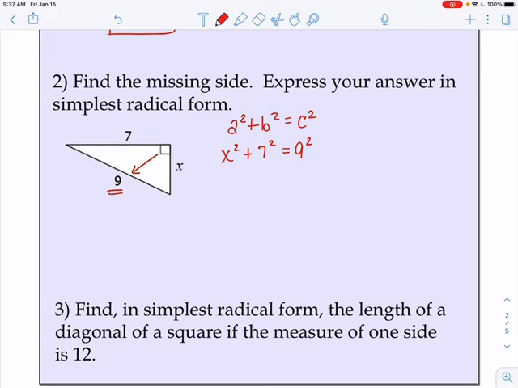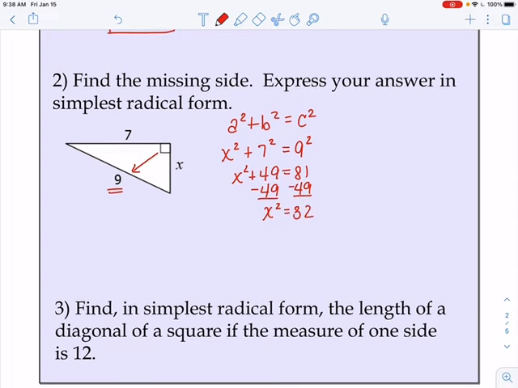Again, the first thing that I'm going to do here is square each of those numbers. So 7 squared is 49, and 9 squared is 81. The opposite of adding 49 is to subtract 49. And when I do that, I'm going to get an answer of 32. And again, we have to put this in simplest radical form, but still the first part of that is going to be to take the square root of both sides. The opposite of squaring something is taking the square root. So right now, x equals the square root of 32.